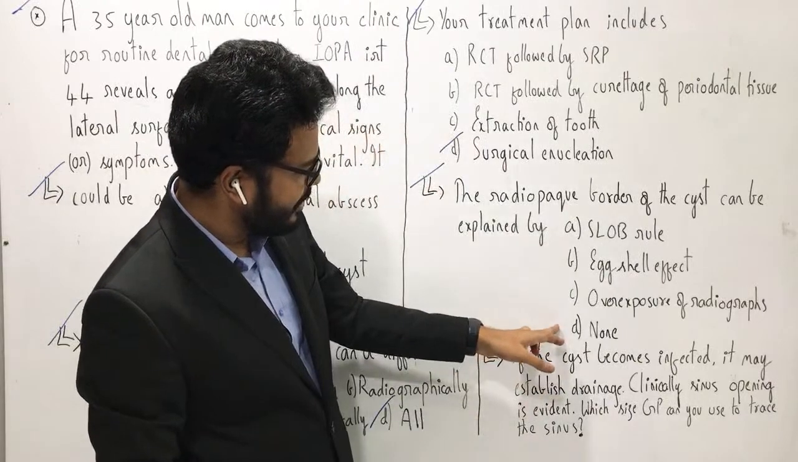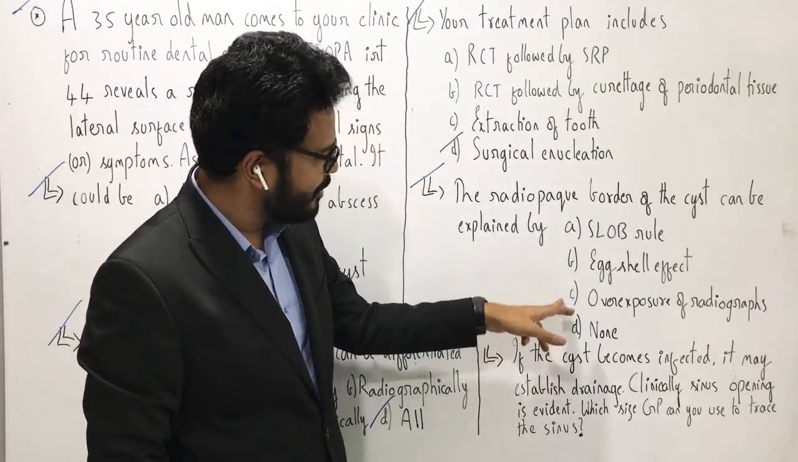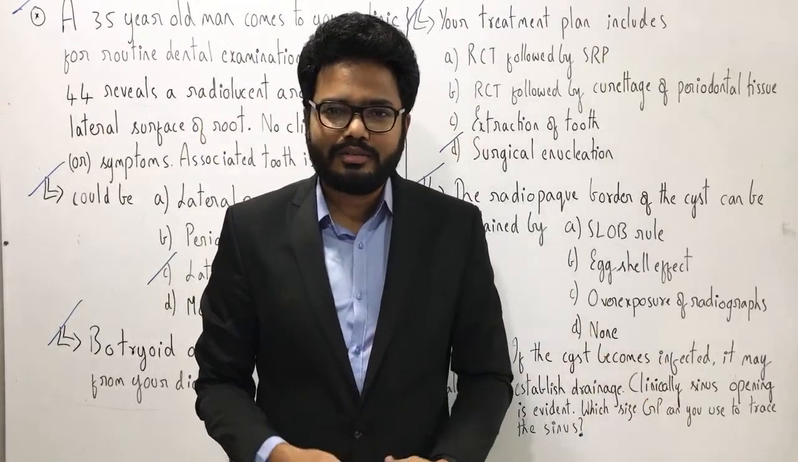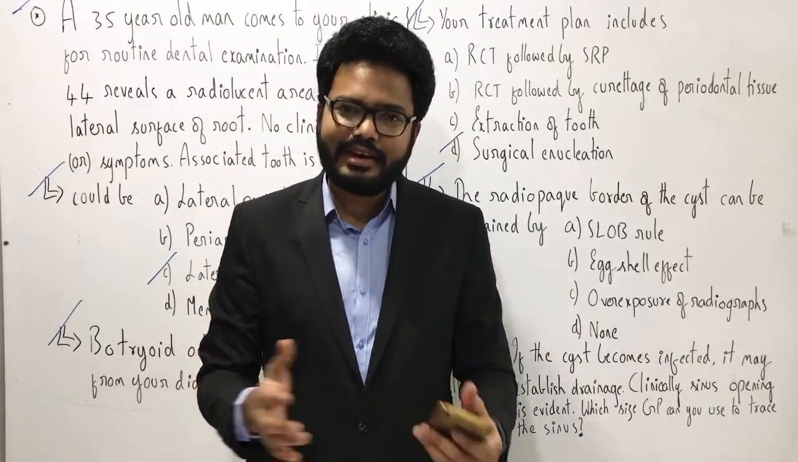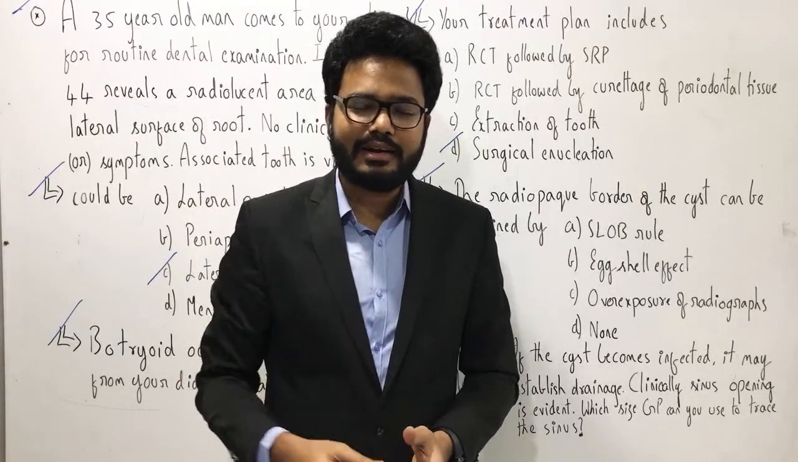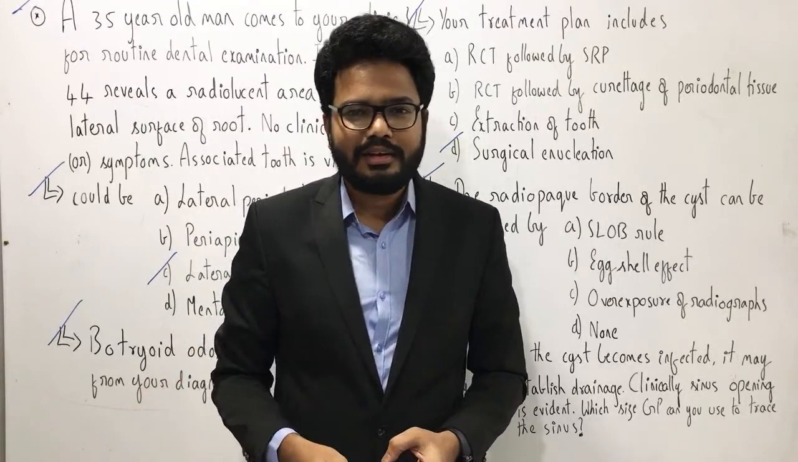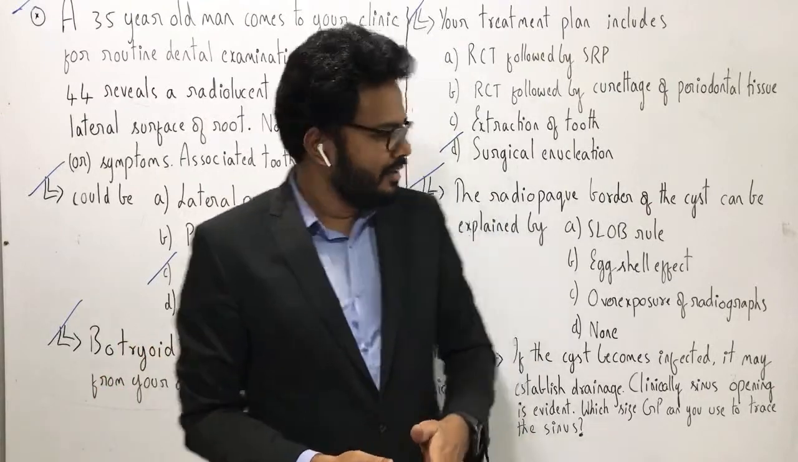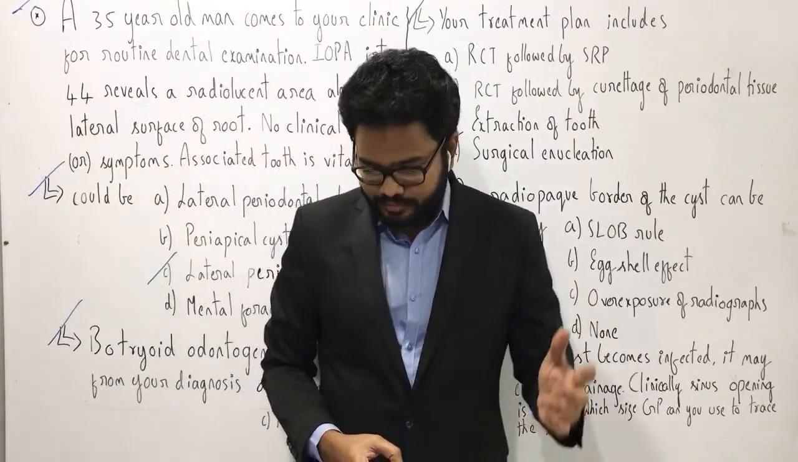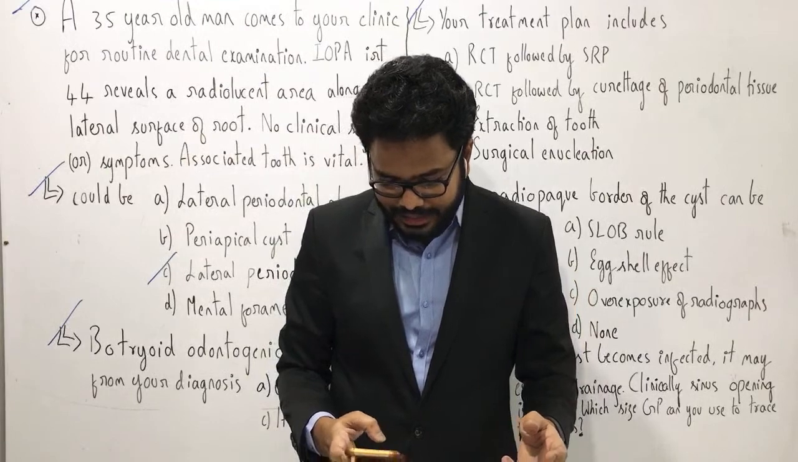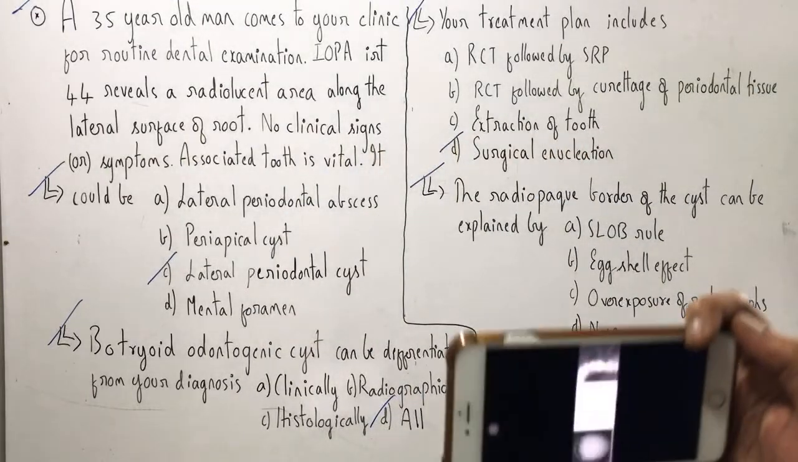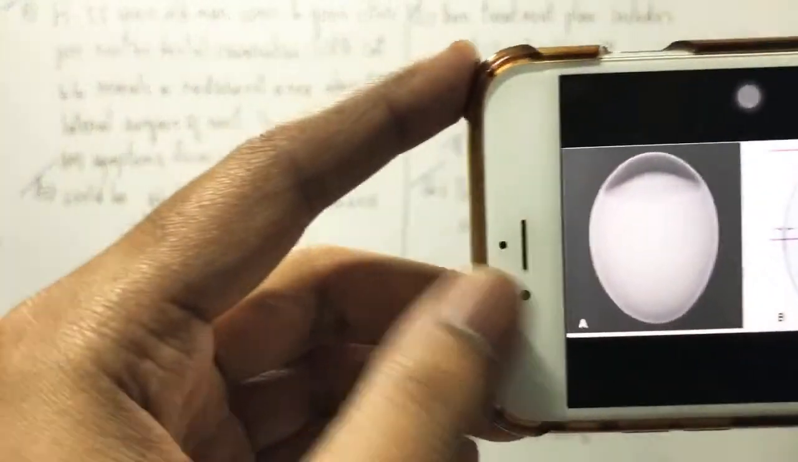I see some of you choosing none. Okay. What about overexposure of radiographs and slope rule? Slope rule can be ruled out because it's known to detect the relative position of a particular lesion or object of choice. So Clark's rule, or slope rule, can be ruled out. What about the eggshell effect? As most of you rightly mentioned, the eggshell effect explains this. I'm quite sure you're familiar with this concept. Let's briefly look into the same.